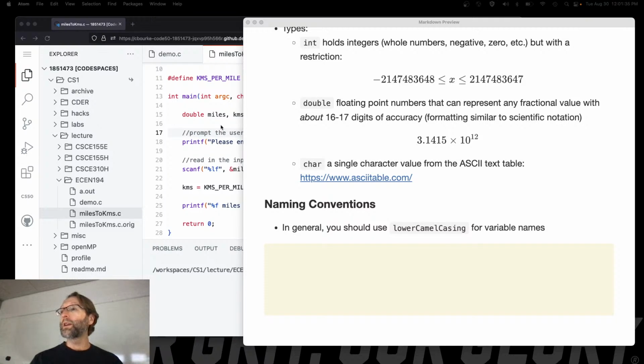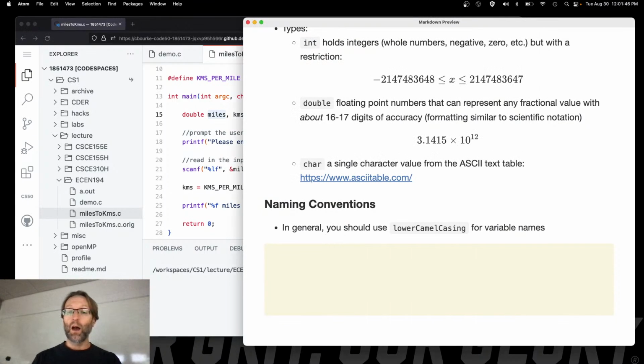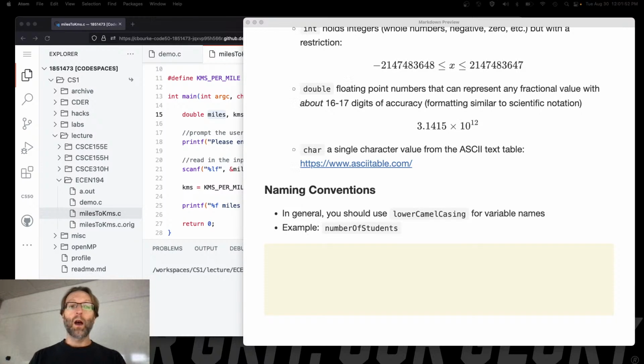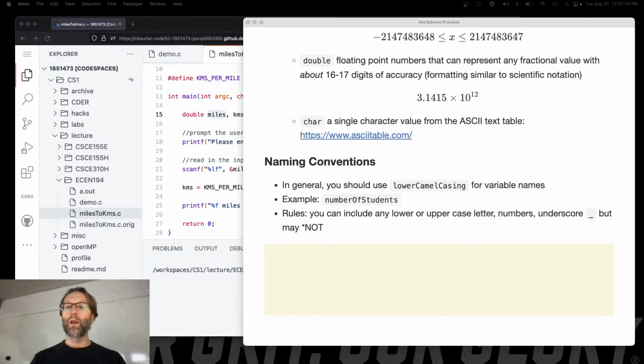We saw that before when we did miles and KMS, but those were single words, so they weren't compound words, and it just looked like this. An example would be numberOfStudents. The rules are that you can include any lower or uppercase letter, numbers, and an underscore, but the name may not begin with a number. That's just too complex for a compiler to deal with.